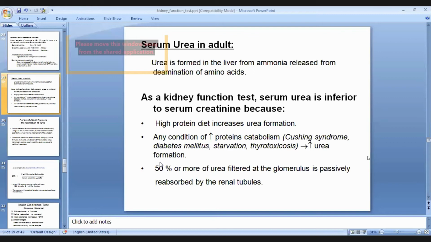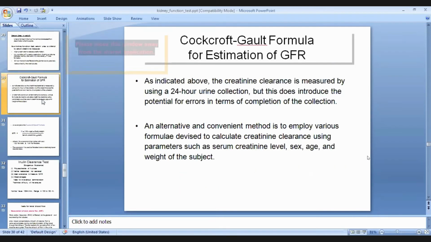50% or more of the urea filtered at the glomerulus is passively reabsorbed by the tubule. So there is passive reabsorption of urea. Because of this, urea is considered inferior to creatinine. One thing is that a high protein diet causes high urea formation, and different conditions are also associated with increased urea formation. Different formulas are there for estimation of GFR.